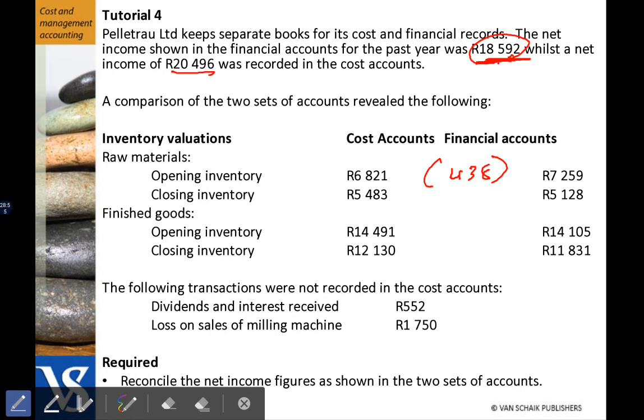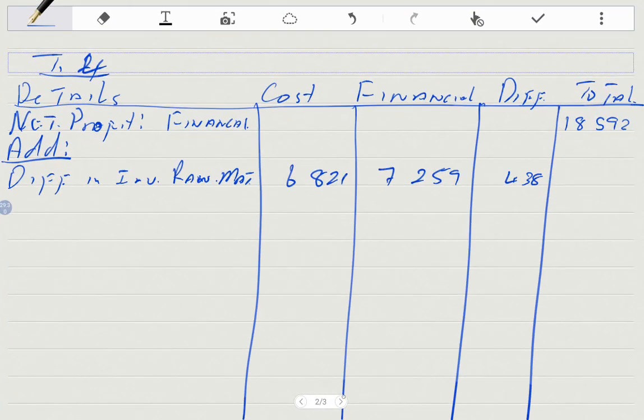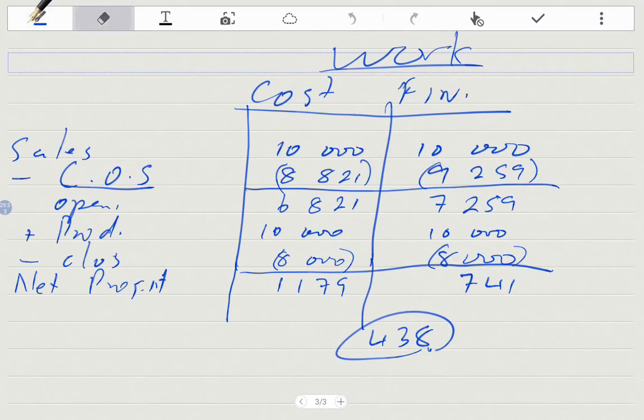I trust that. Now we come to the closing. Our closing is 5,483 on the cost side, and then your closing is showing 5,128. So again you've got a difference here of 355. Now, what are we going to do about this 355? Are we going to add? Are we going to minus? We are not going to thumbsuck that. So we need to go again and redo our workings.